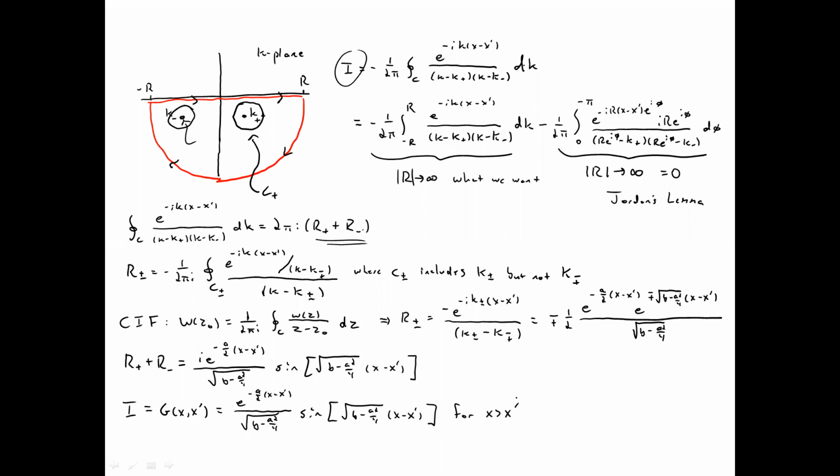For x larger than x prime. Now x has to be larger than x prime because that's a condition that has to be satisfied in order for Jordan's lemma to hold. If we don't have Jordan's lemma, then, well, if x is greater than x prime, what could we do?